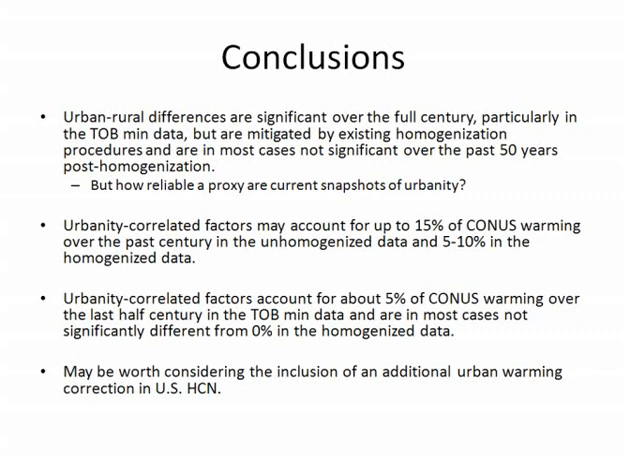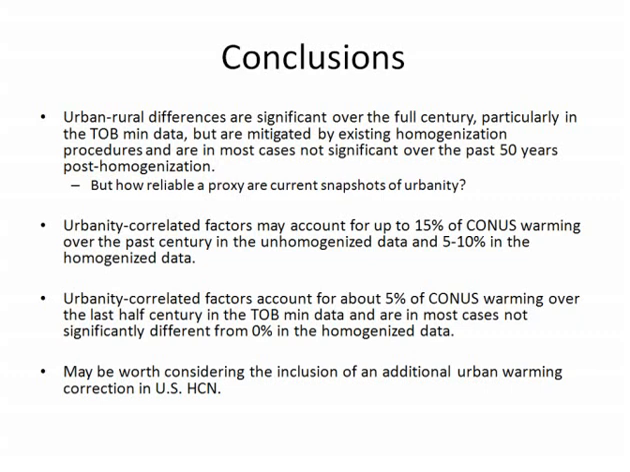So it may be worth considering, and this is something we want to look into further, the inclusion of additional urban warming correction in the US HCN. And this is something that NASA does in their temperature record. In NASA's GISTemp, they take NCDC data, the homogenized data, and they apply an additional night-light-based urban correction to it, whereas NCDC doesn't currently. So we want to figure out if such a correction should be added and what effect it will have.